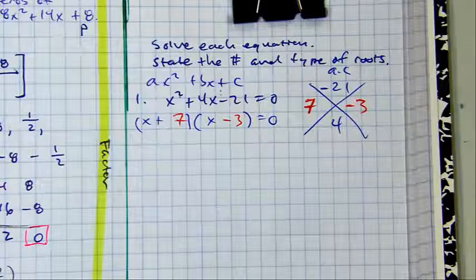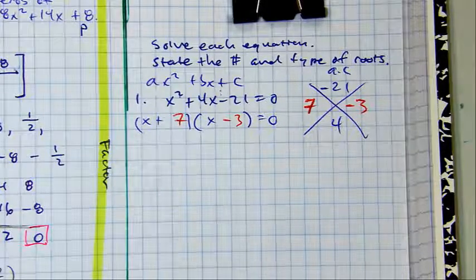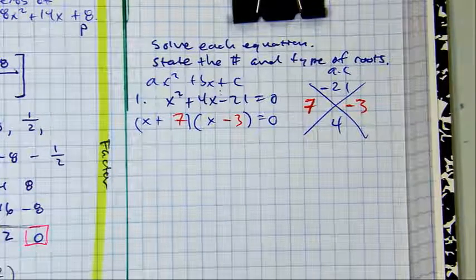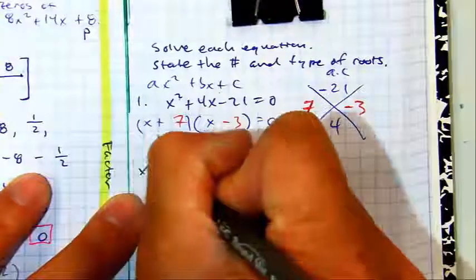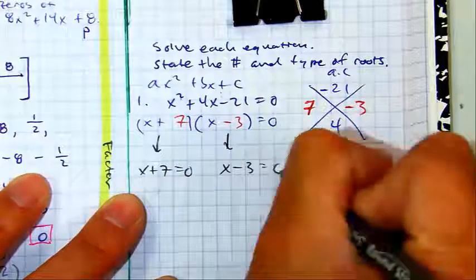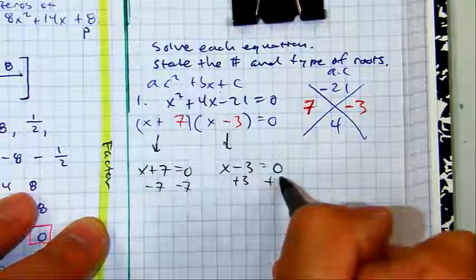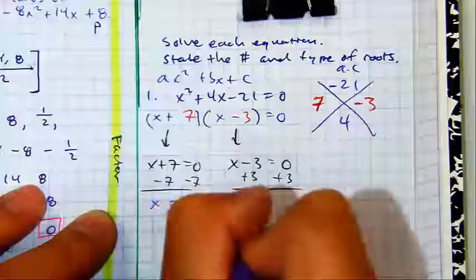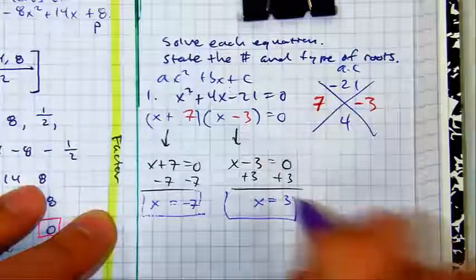Partner A, tell partner B, what do we do after this? Fabio, what do we do next? Set them to 0. You're going to set each of these equal to 0. If I subtract 7, add 3. Okay, so we've solved it.